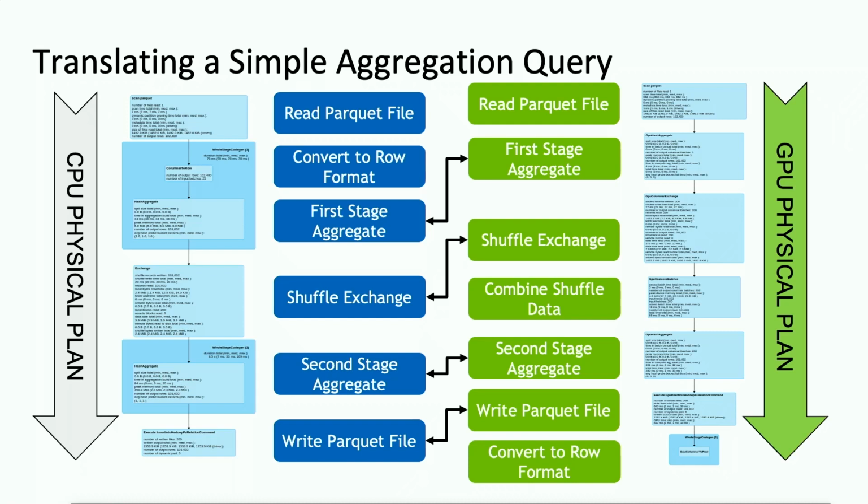And then there's a second stage aggregate, which, again, gets translated to a GPU version of the hash aggregate. And then finally, on the CPU side, there's a write of the Parquet file where the CPU will encode the Parquet data and compress it and then write to the distributed file system.